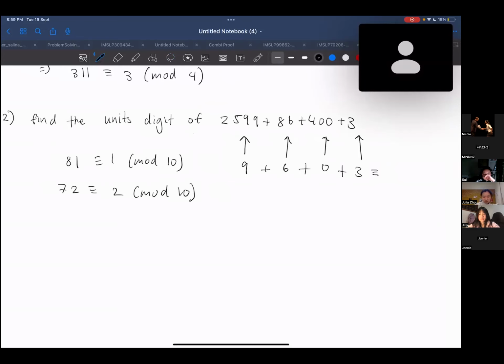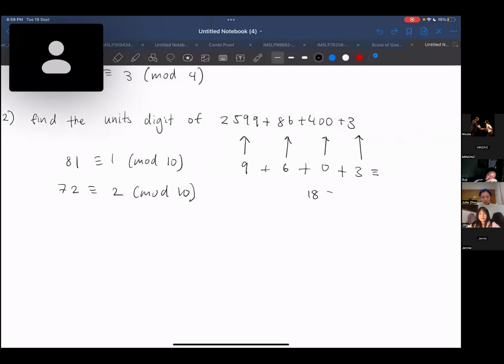Since we know that you can just add them up, given the addition identity, all of this is congruent to 18 mod 10. And then can anyone tell me what that is congruent to? Yeah, 8 mod 10. And then that would be the units digit. So that's a really good strategy.